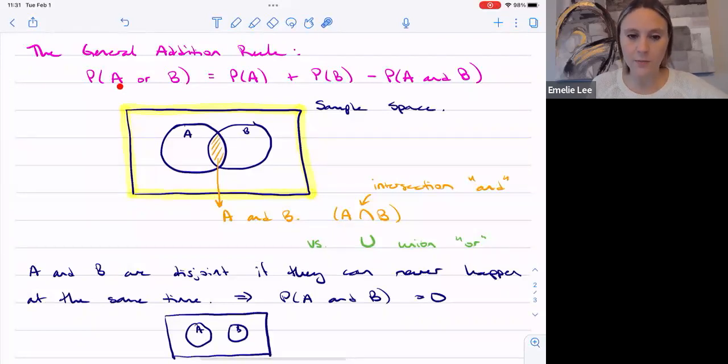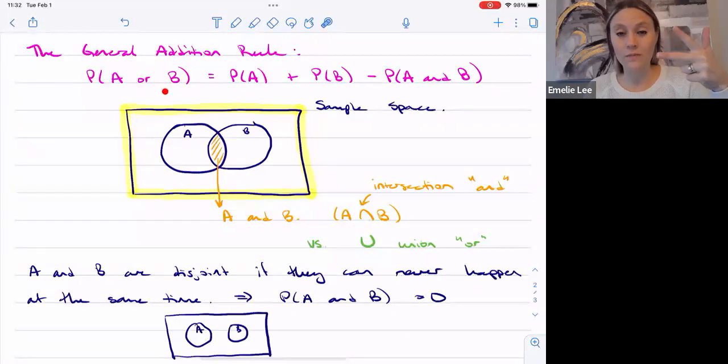Okay, so if I want the probability of A or B, well, if we look at this diagram, right, I want either in A, so I'm interested in they're either in A, or they're in B, or they're in both. Okay, so for us in statistics, when we say A or B, it can be in A or B or both. Okay.